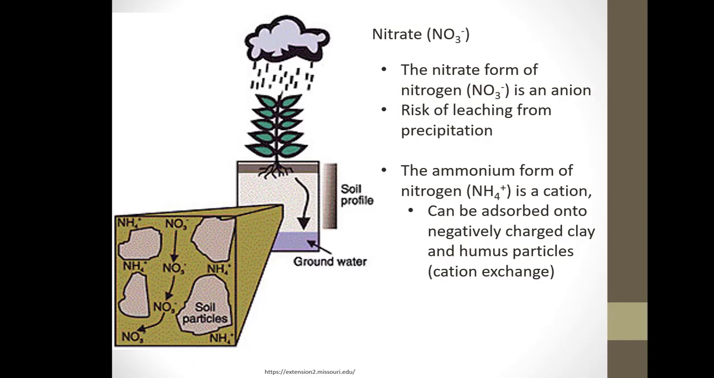Nitrate is an anion, and it can leach from precipitation or overwatering. The ammonium form, nitrogen, is the cation, and that would be adsorbed on our negatively charged soil colloids.